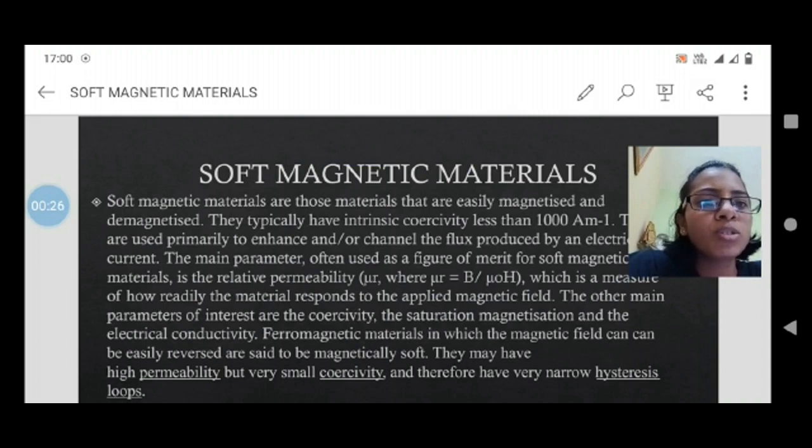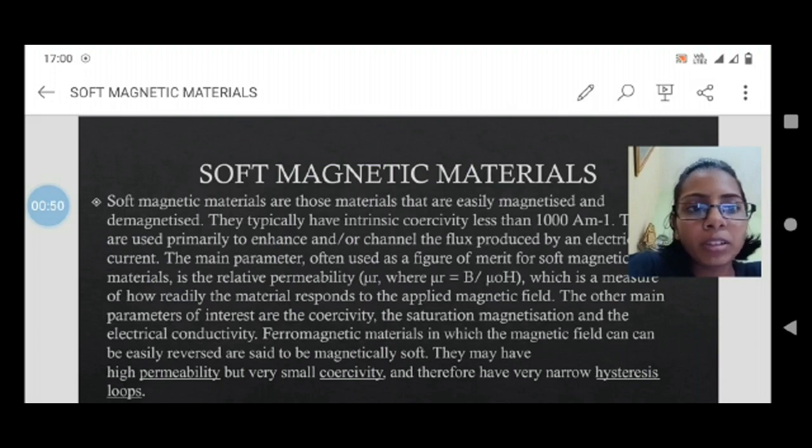They are said to be magnetically soft because the magnetic field in soft magnetic material can be reversed. They typically have intrinsic coercivity less than 1000 ampere per meter. Now, what is coercivity? The magnetizing field needed to demagnetize the magnetic material is called coercivity.